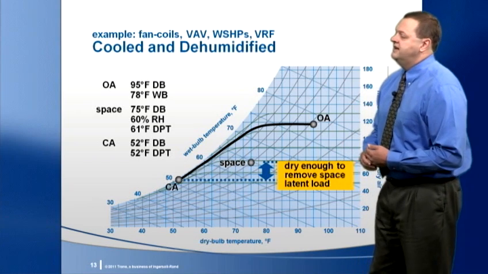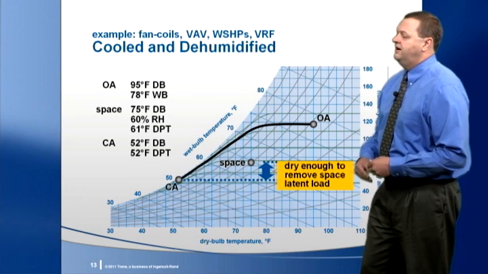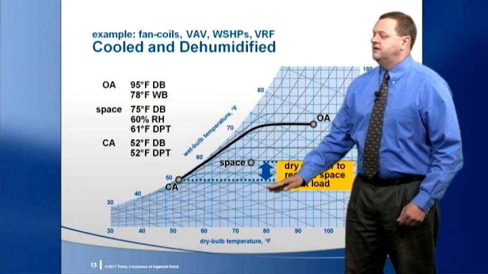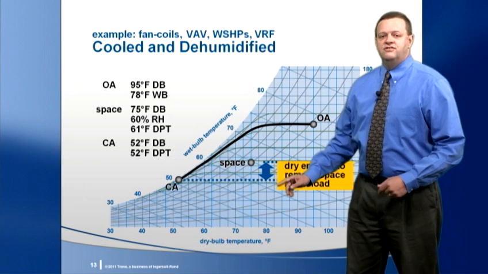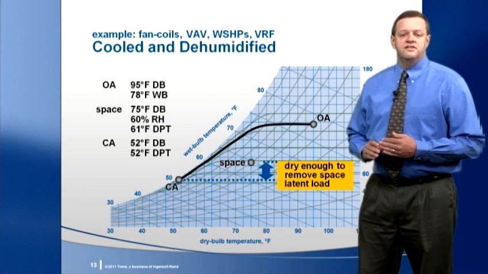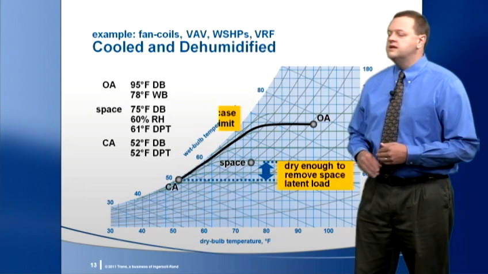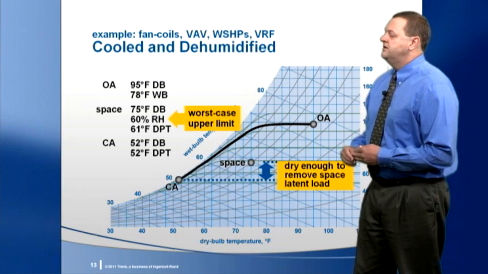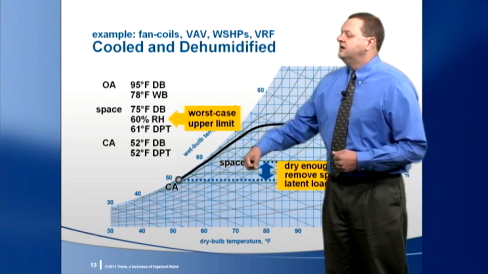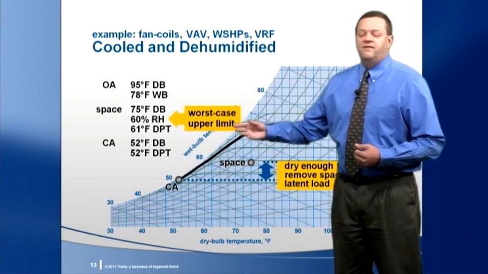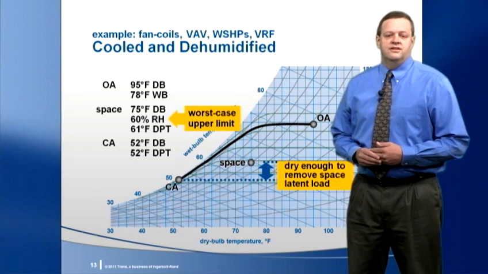In this case, the resulting dew point of the conditioned outdoor air is drier than the space, dry enough so that this ventilation air also removes all of the space latent load. In this case, the leaving air dew point is determined so the space humidity level does not exceed some defined upper limit at worst case conditions.